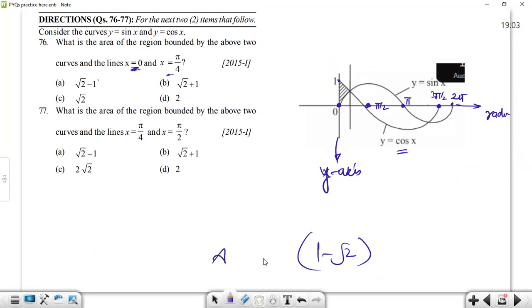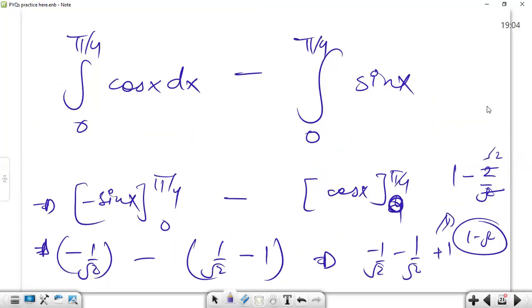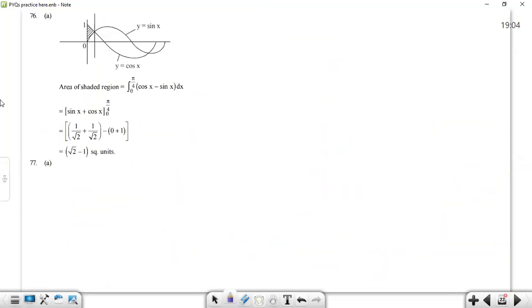Now we were finding the area. So 1 is this, and root 2 is 1.41, so it's coming out as negative. So we'll take the modulus because area is always positive. After taking modulus, it will become root 2 minus 1. Okay, so option A should be the correct option. Yeah, it is the case.